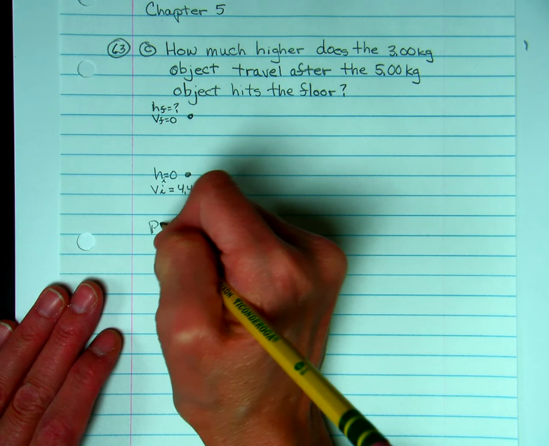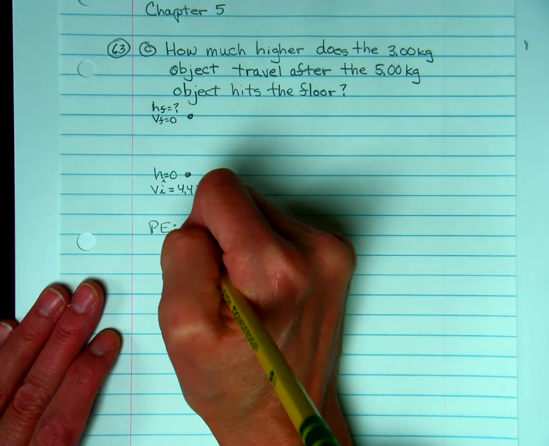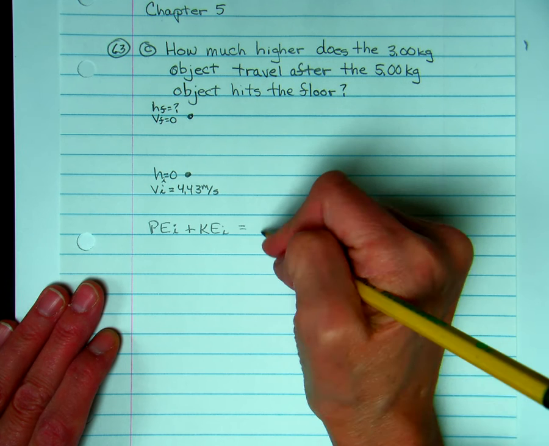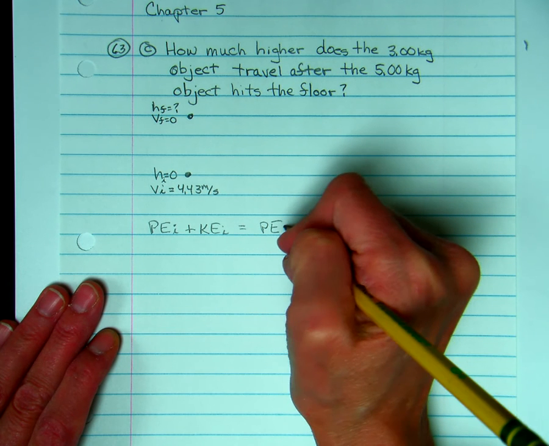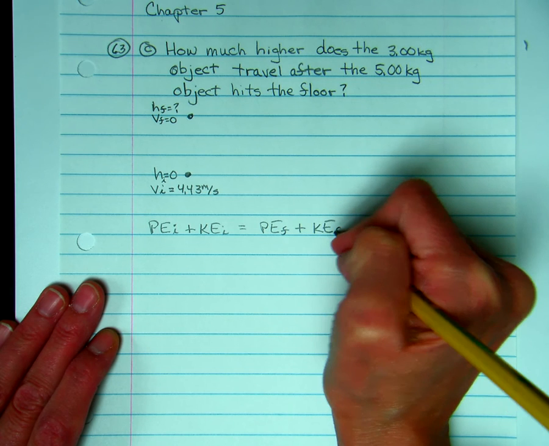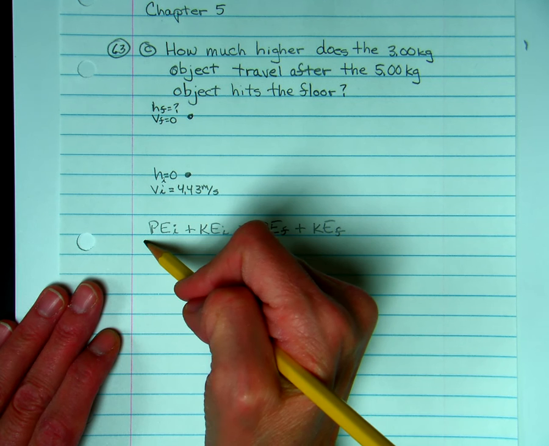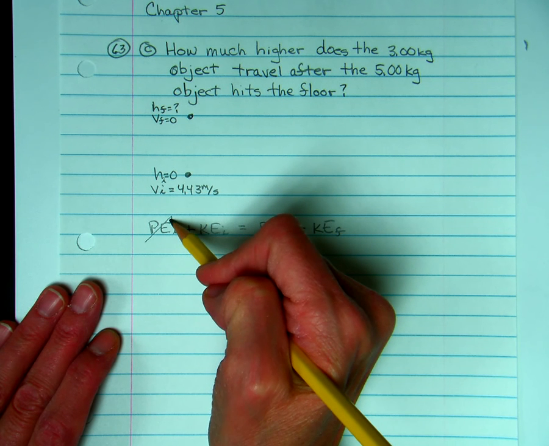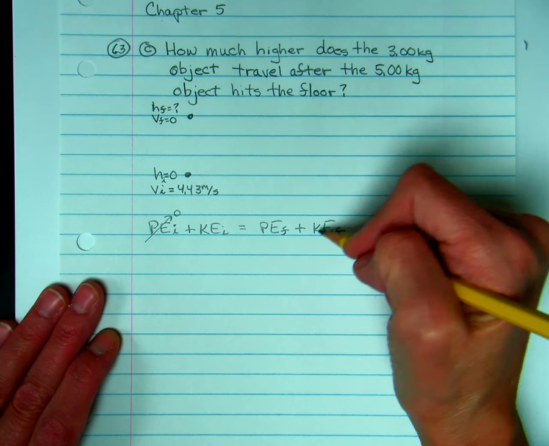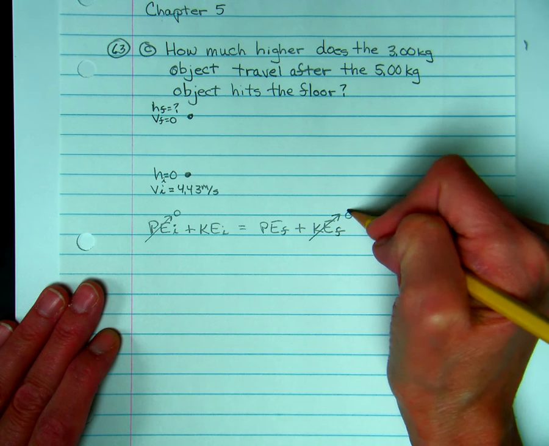In other words, the initial potential energy of the 3 kilogram mass, plus the initial kinetic energy, will equal the final potential energy of the 3 kilogram mass plus the final kinetic energy of the 3 kilogram mass. Well, the initial potential, because I was smart and I chose my reference level to be h equals 0 at that initial point, is 0. And I also know at the peak height, the final kinetic energy is 0.